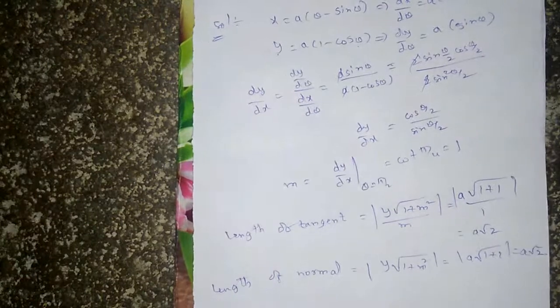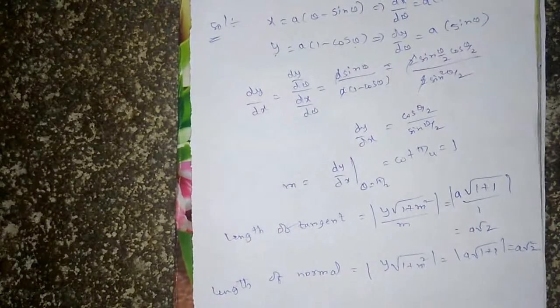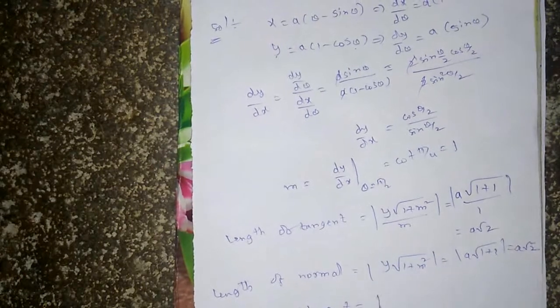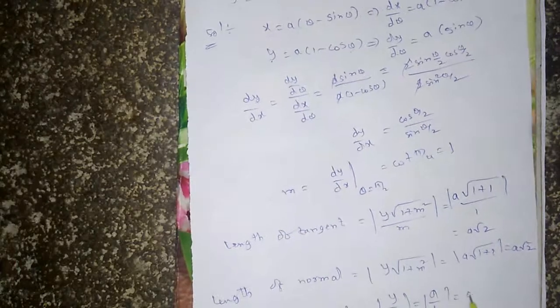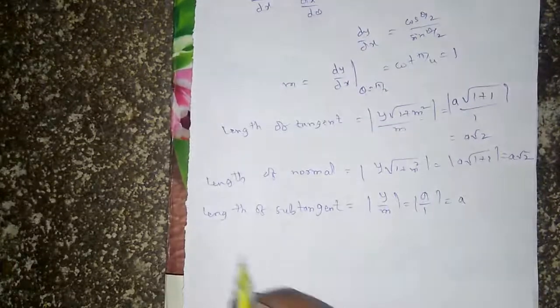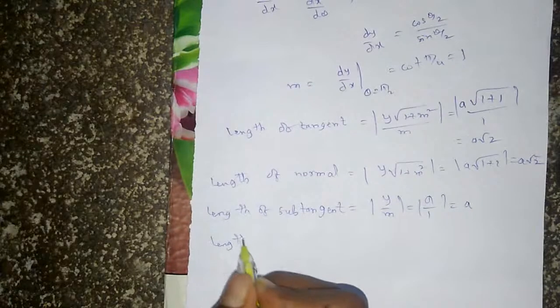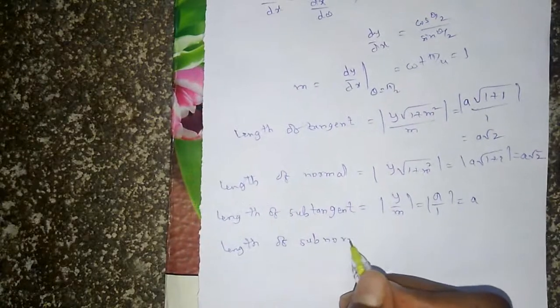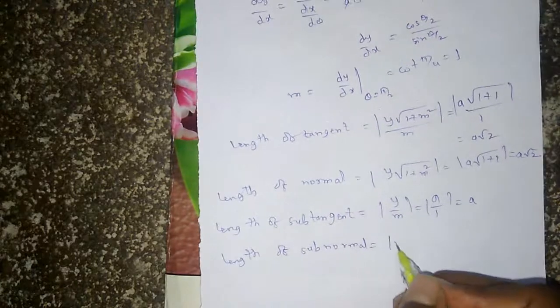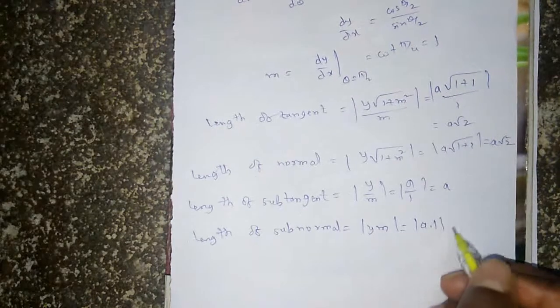Now length of subtangent is equal to y by m, that is equal to a by 1, that is equal to a. Length of subnormal is equal to y into m, that is equal to a into 1, that is also equal to a.